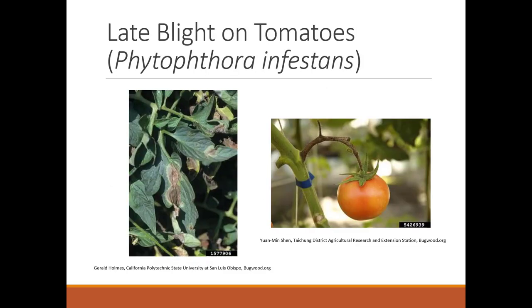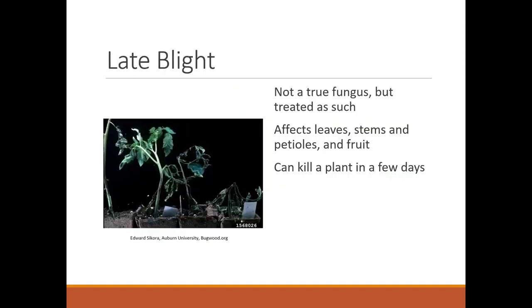and here's late blight on tomatoes. This is the same disease that killed the potatoes in Ireland, that caused the potato famine. So it's not a true fungus, but it's treated as such. It affects the leaves, stems, and petioles and fruit, and it can kill a plant within a few days.